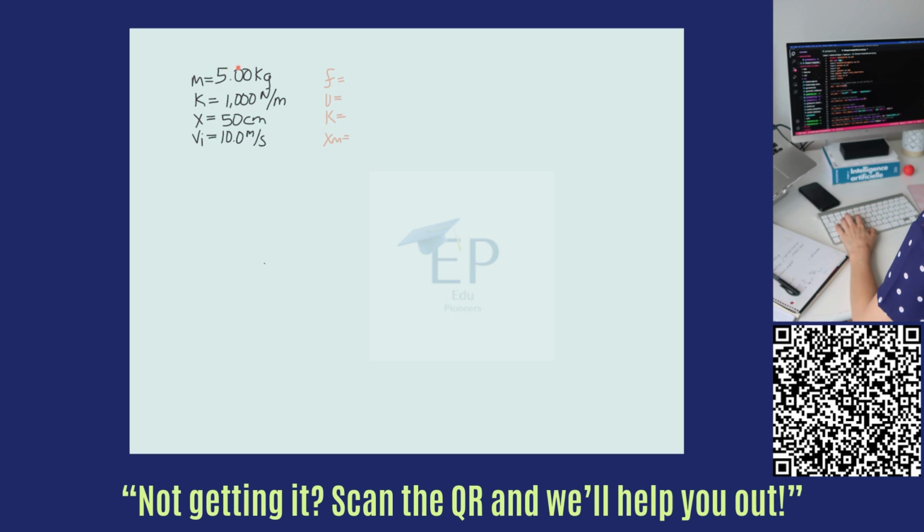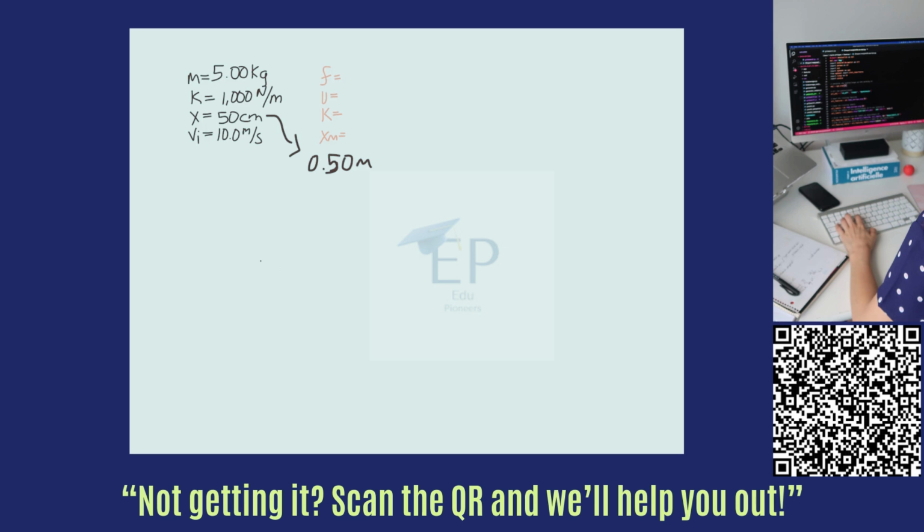For this problem, we're told that we have a 5 kilogram object attached to a spring that has a constant of 1,000 newtons per meter, that it's displaced 50 centimeters, and that the initial velocity is 10 meters per second. One of the first things we are going to want to do is change our centimeters here into meters. So this is just 0.50 meters, so that we have everything in meters rather than centimeters.